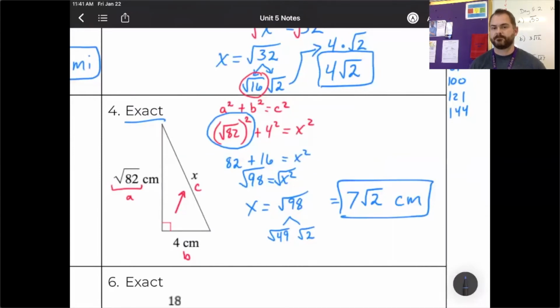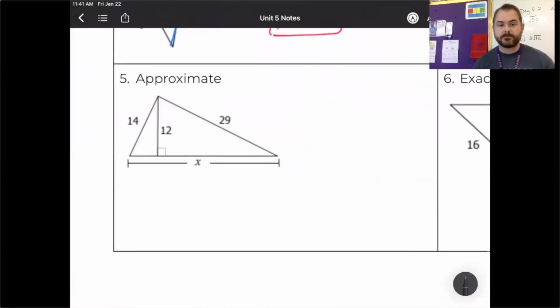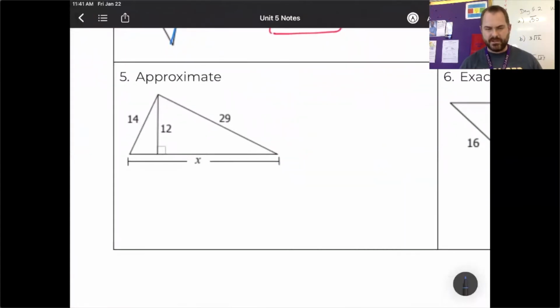Okay, let's keep moving. For this problem, you need to be careful about how you do this. It looks like there's too much information. It looks like the legs are 14 and 29, hypotenuse is x. But pay attention to this. The hypotenuse must be opposite from the right angle. There is no right angle here. That is not marked as a right angle. This is not one big right triangle.